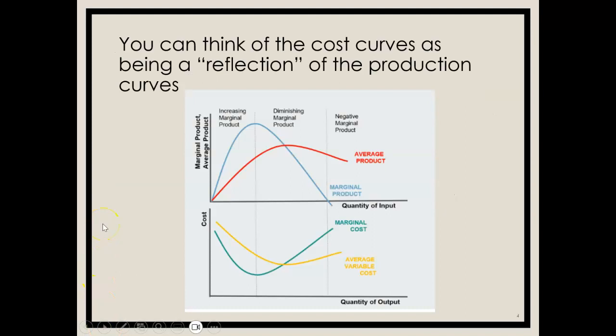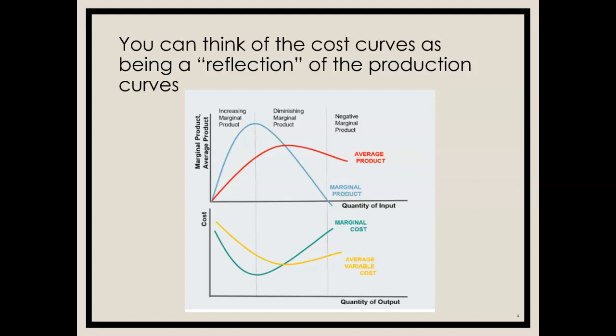In fact, you can think of the relationship between the product curves, particularly the marginal and average product curves, and the cost curves, particularly the marginal and average cost curves, as being reflections of each other. Notice how at the top of this diagram, I've got the product curves. I've got marginal product, which is increasing and then falling. It's got this hump shape, and it passes through the height of the average product curve. Below that is a reflection, as if you held this up to a pond or a mirror. Below that, we've got the cost curves.